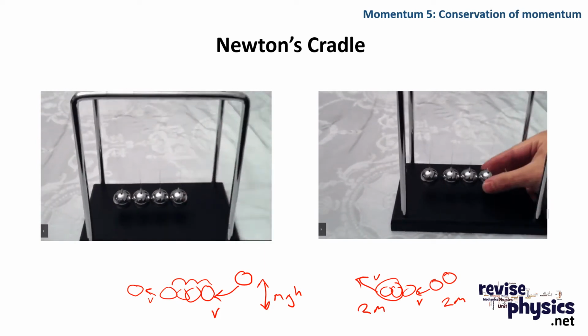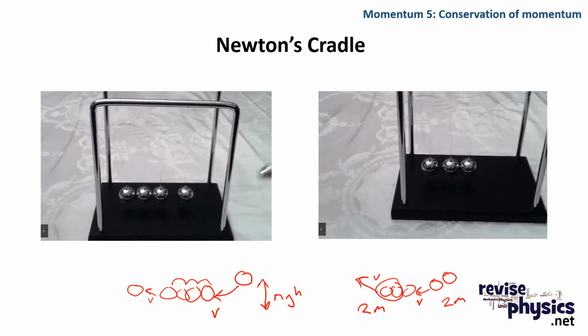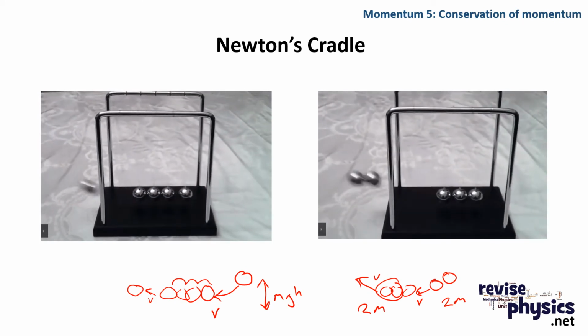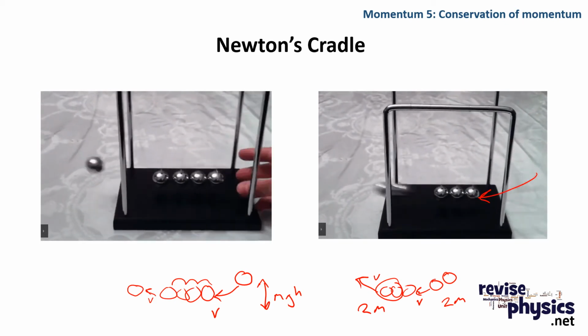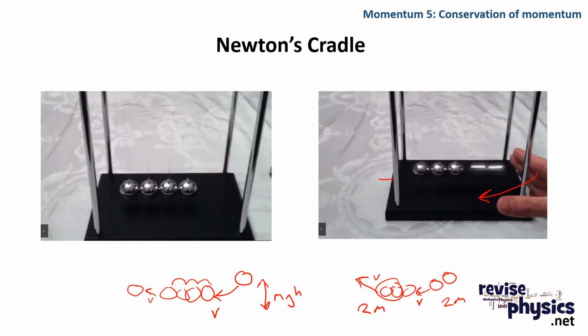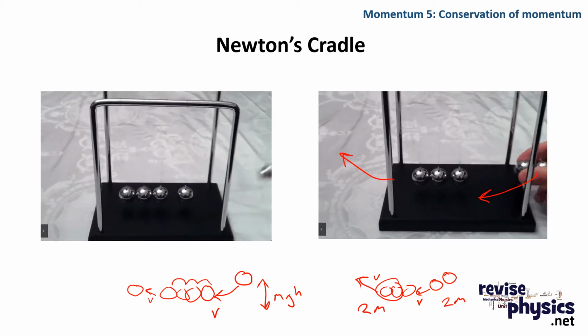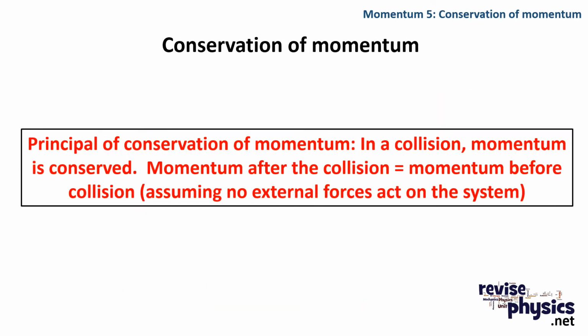Or another way of thinking about it is, the momentum that was put in is the same as the momentum that comes out. And that's the principle of conservation of momentum. In a collision, momentum is conserved. The momentum after the collision is the same as the momentum before, assuming that there are no external forces acting on the system. This is a definition you need to learn.